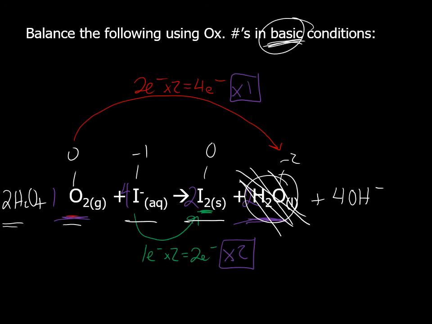Let's add them up separately. So here is -4 from the hydroxides. And if we look on the left-hand side, the only thing that has charges is the 4 iodines. So we have -4 on the left-hand side, -4 on the right-hand side. The charges balance. This is our balanced equation.